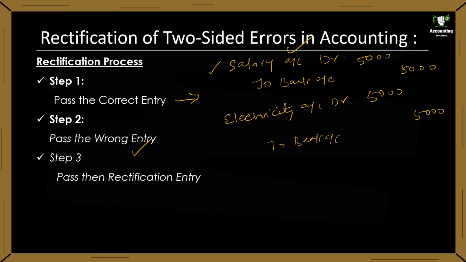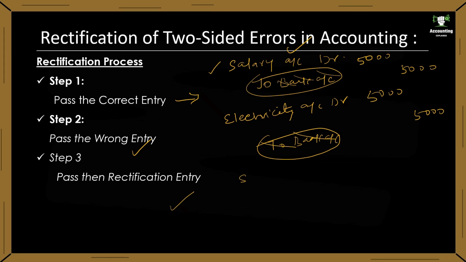Now you have to pass a rectification entry. Here, bank account you have taken correctly, credit. So no need to touch it, just scrap it off. Here salary has to be debited. So this is the correct entry, right? So salary, take as it is, salary account debit.